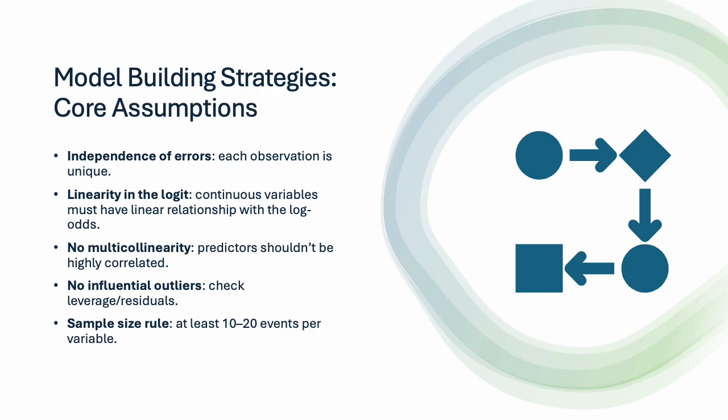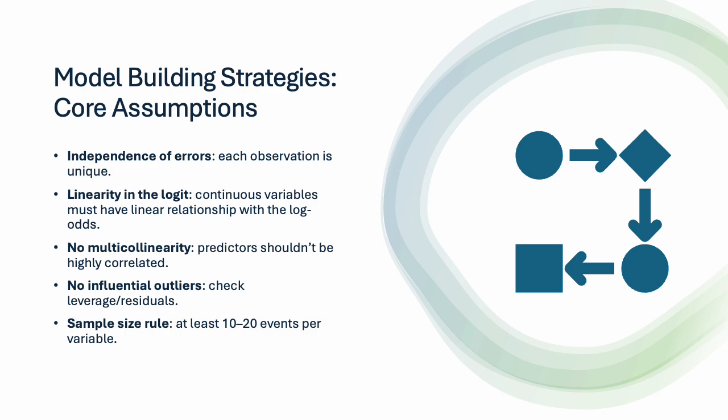Next, we have linearity in the logit. This is the one specific to logistic regression. It means that continuous variables should have a linear relationship with the log odds of the outcome and not necessarily the raw probability itself. And then we want to make sure there's no multicollinearity, where predictors shouldn't be too highly correlated with each other. When two variables measure nearly the same thing, like height and leg length, it becomes hard for the model to actually figure out which one drives the outcome.